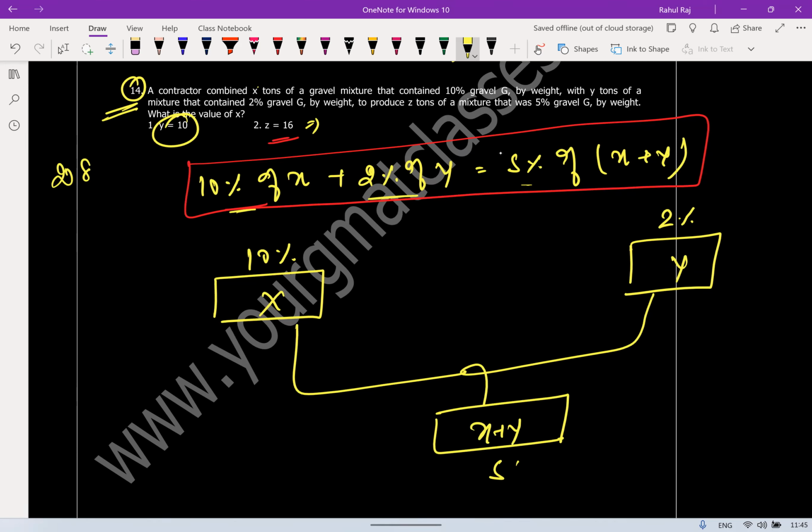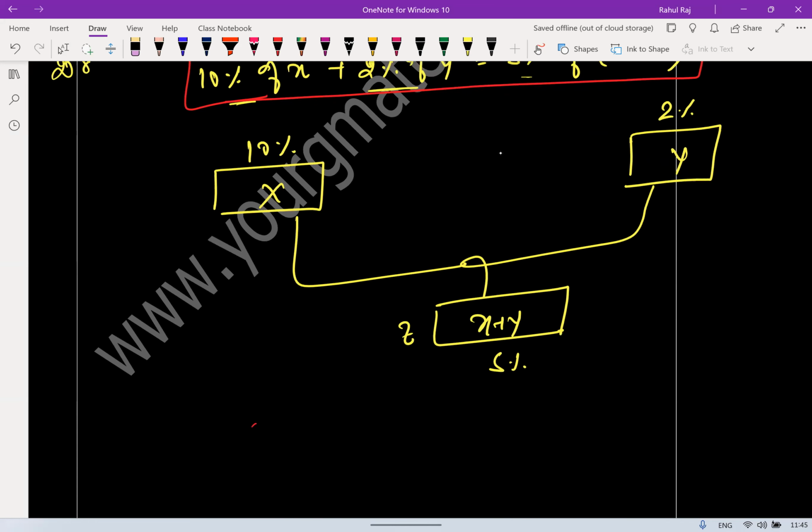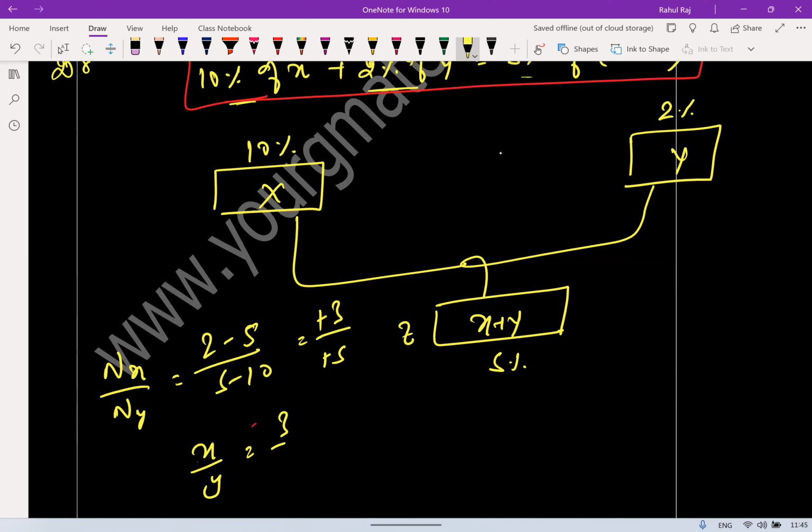This is 5. The moment you have this diagram, you know that x and y are completely separate, there's no overlap, and z is nothing but a combination of x and y. Straight away you can use weighted average. Number of x by number of y is equal to, that is 2 minus 5 by 5 minus 10, that is minus 3 by minus 5. See, x by y is equal to 3 by 5. You had to solve so much to get this; here you have directly got it.